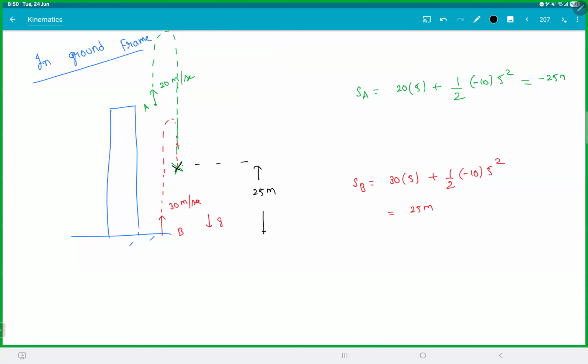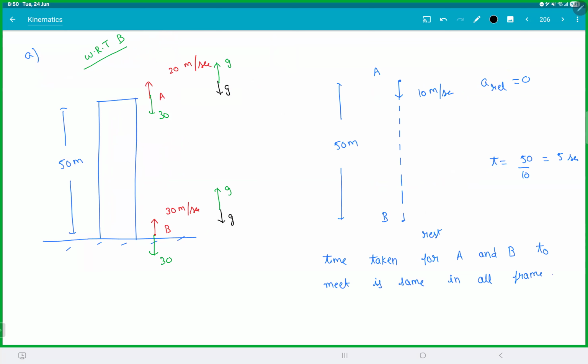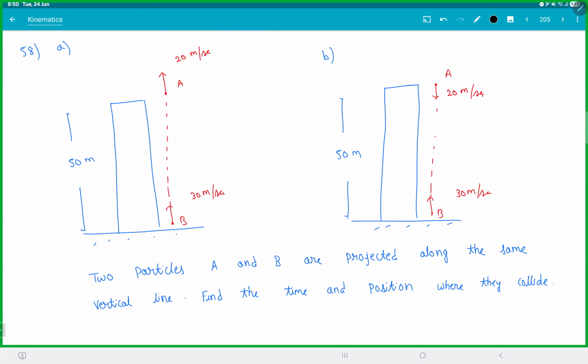If they ask you for the position, you can't do it in the relative frame because everything is moving. You have to come back to the ground frame. So that is one thing you can remember: if someone asks you to find time, relative motion is the best. It saves you time. You can see, instead of two particles moving, you made the whole problem into one particle moving. All got this? Now, can you do the second part?